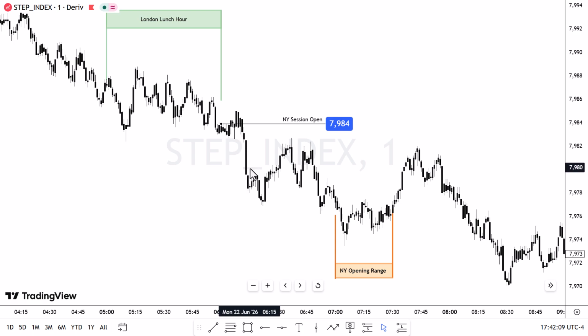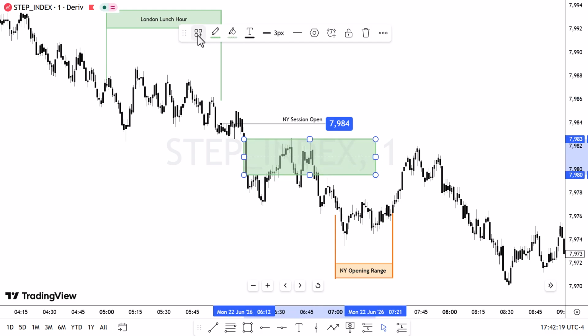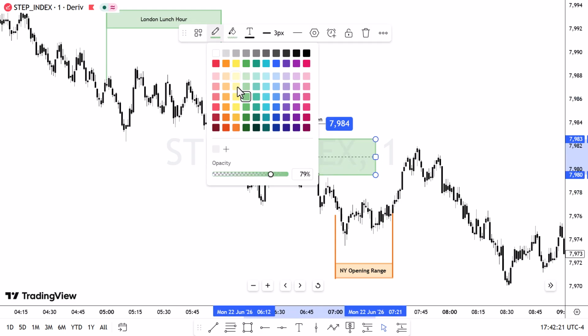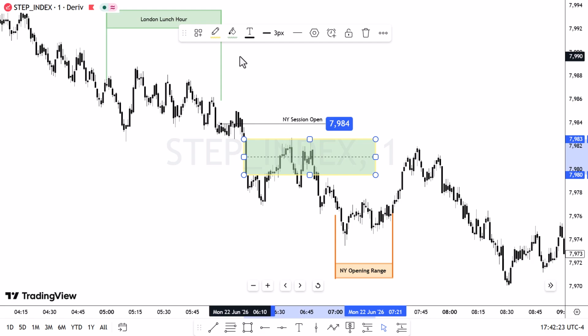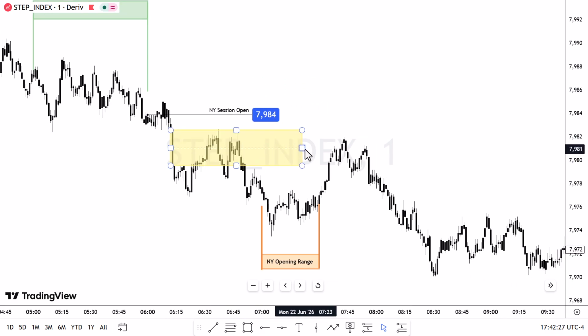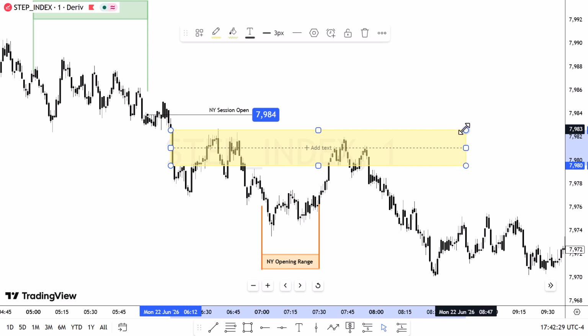This inefficiency right here. So I'm going to add a little bit of lipstick in that New York session fair value gap. Now I'm going to change the color to this. To this. So that is our New York session fair value gap.